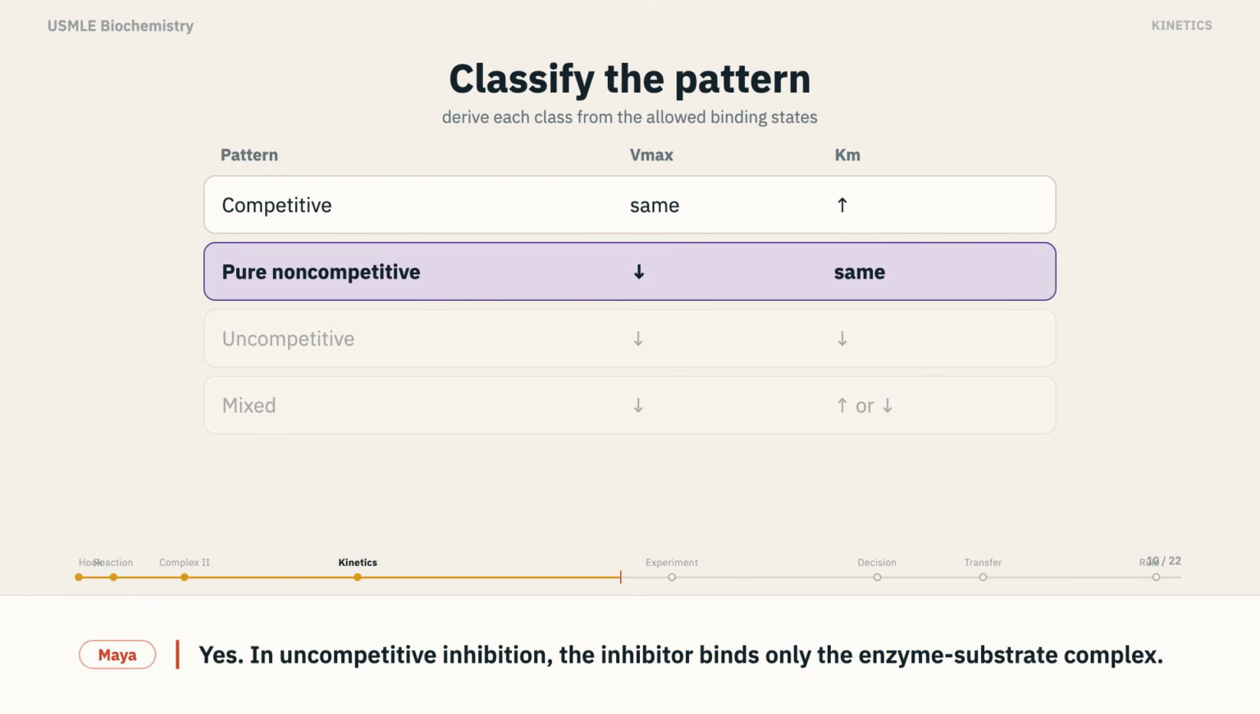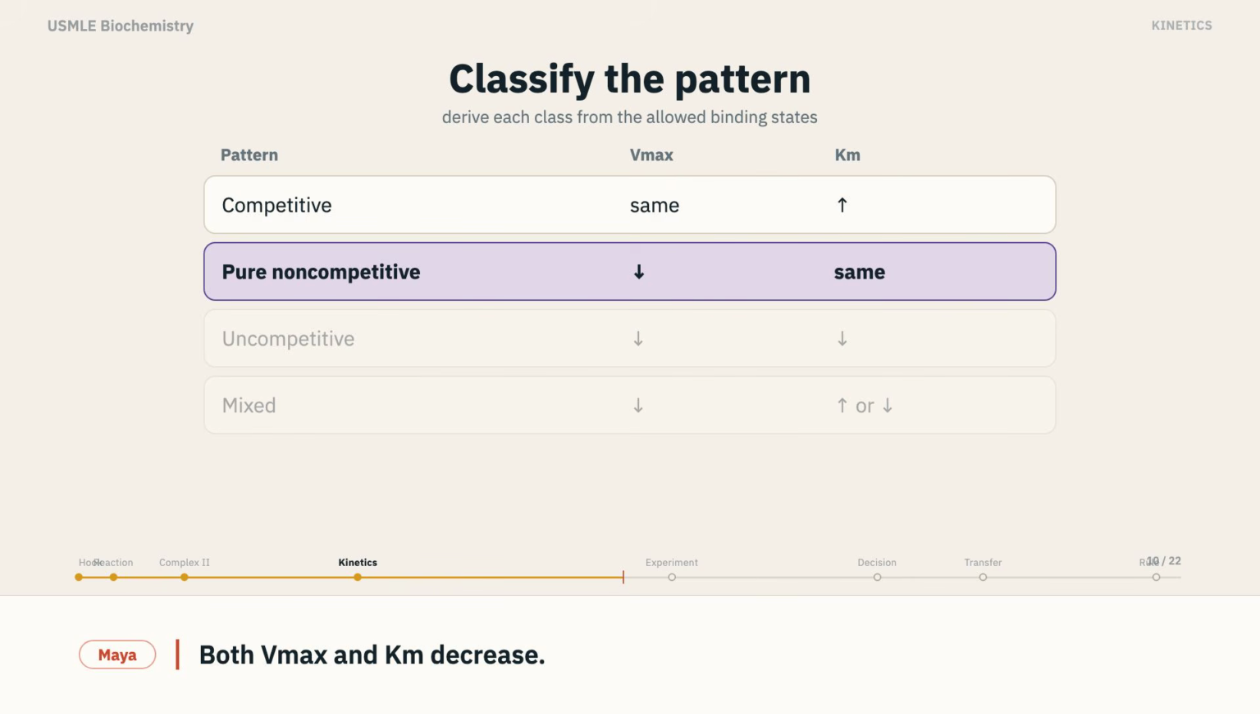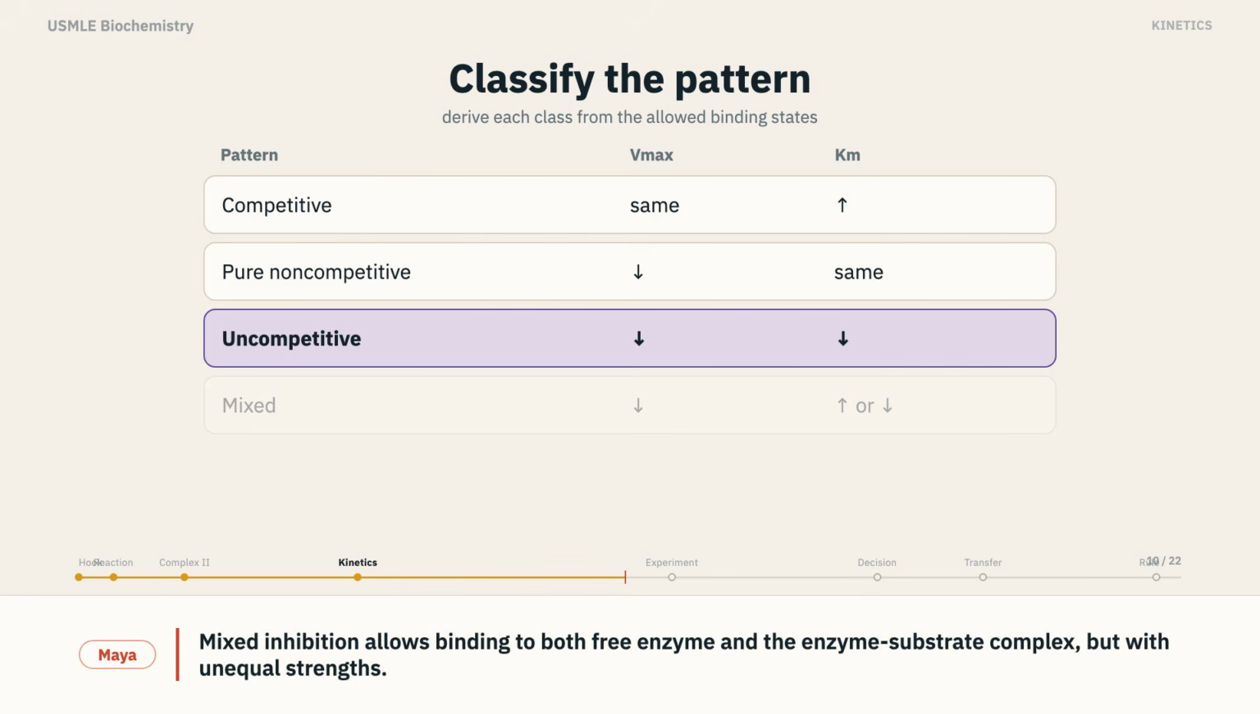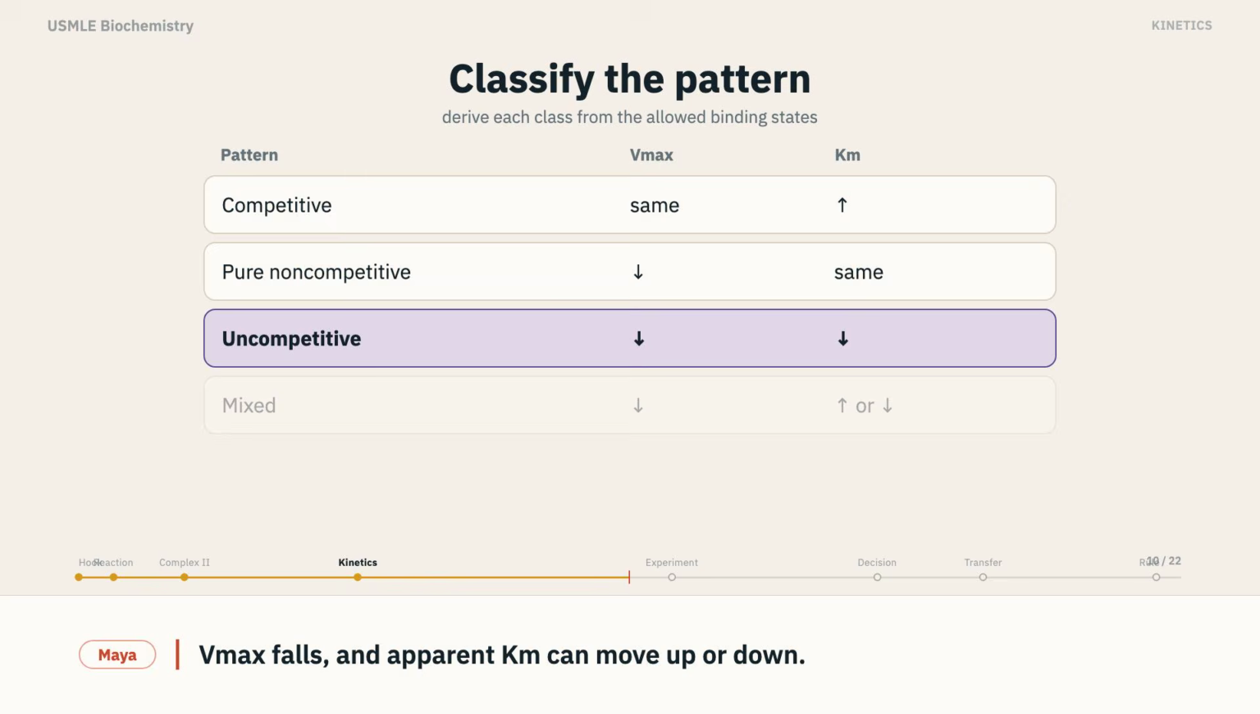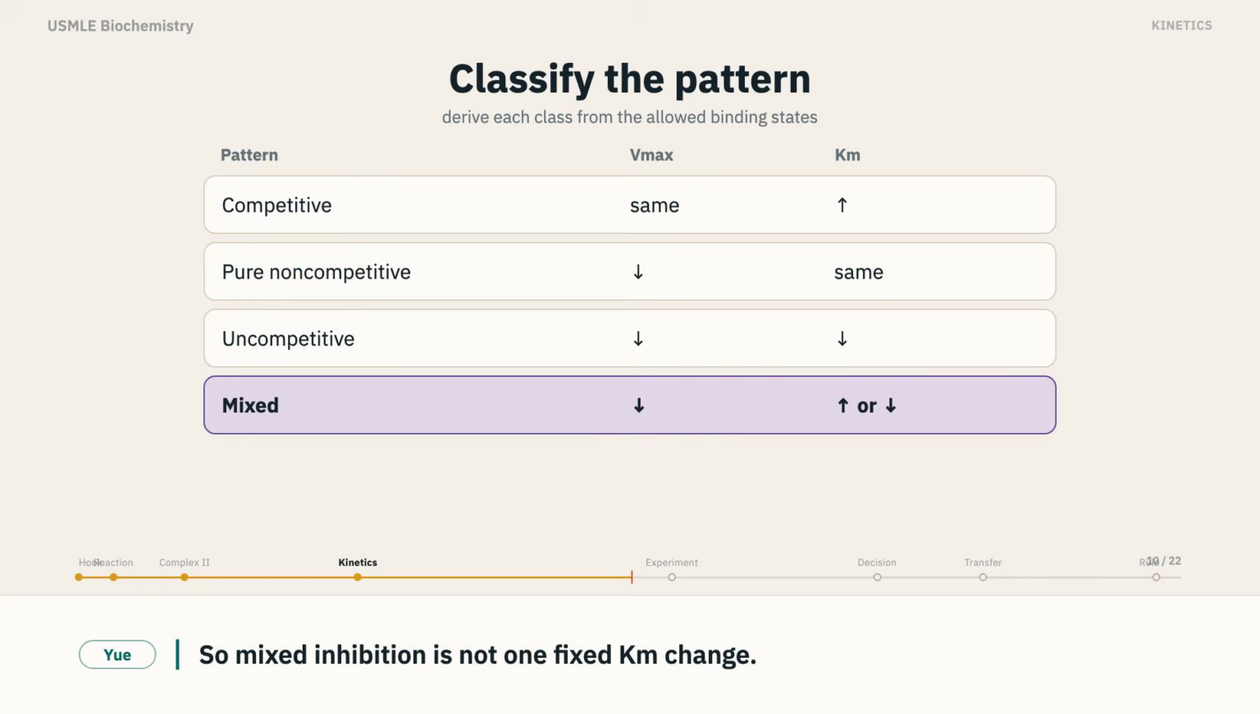Yes, in uncompetitive inhibition, the inhibitor binds only the enzyme-substrate complex. Both Vmax and Km decrease. Mixed inhibition allows binding to both free enzyme and the enzyme-substrate complex, but with unequal strengths. Vmax falls, and apparent Km can move up or down. So, mixed inhibition is not one fixed Km change. It depends on which enzyme state the inhibitor favors.